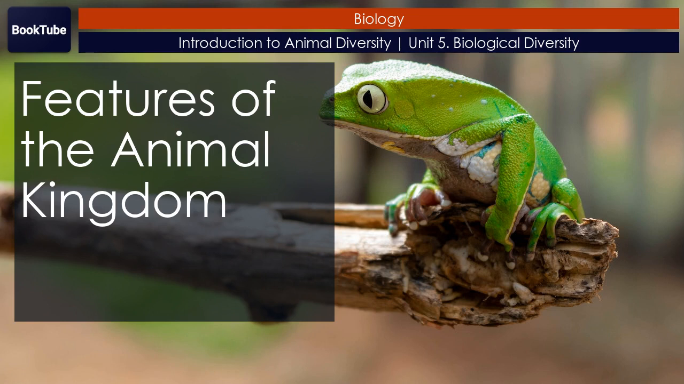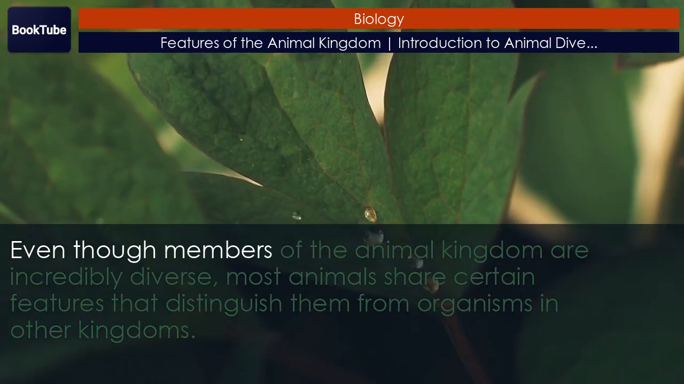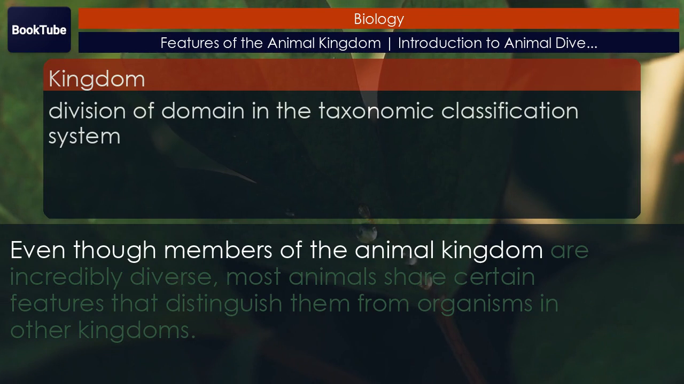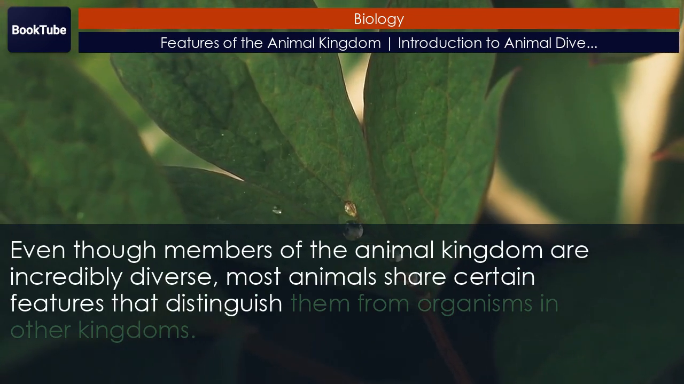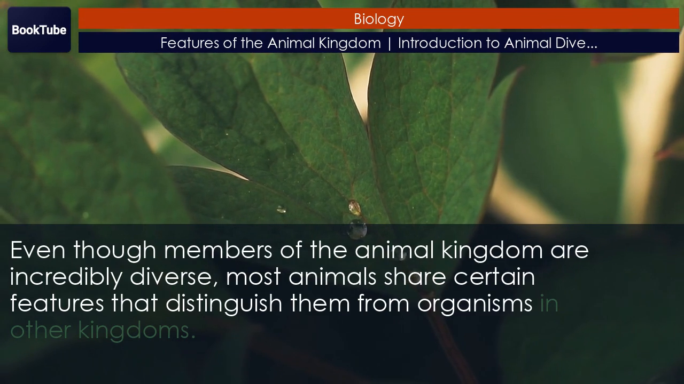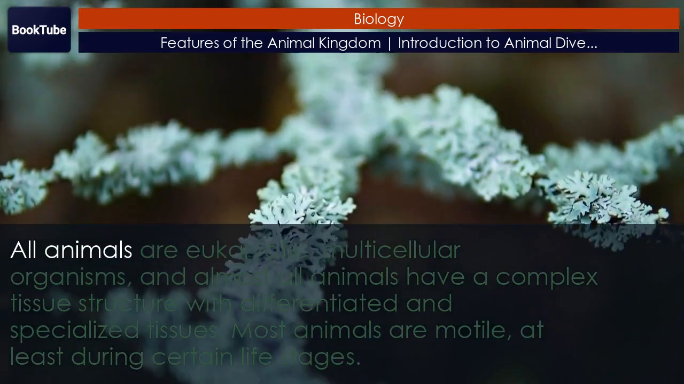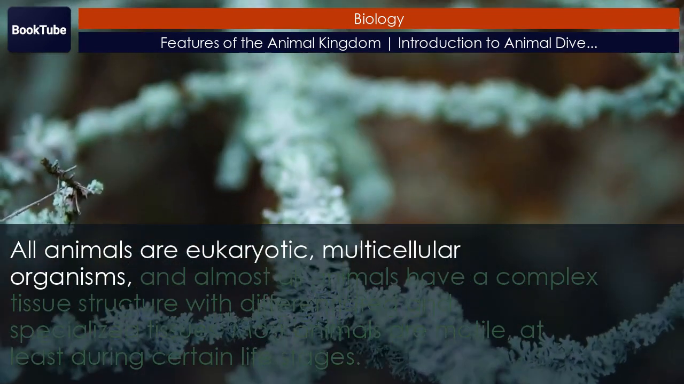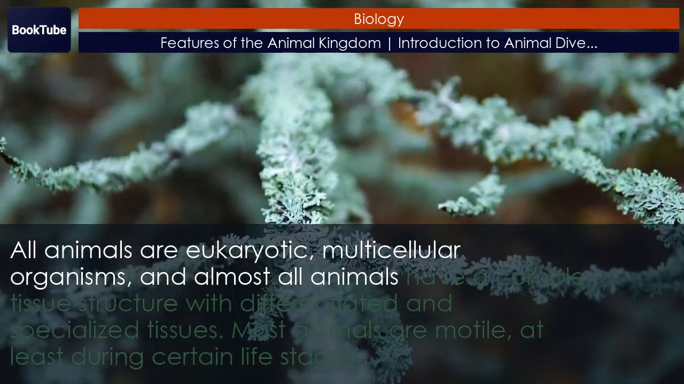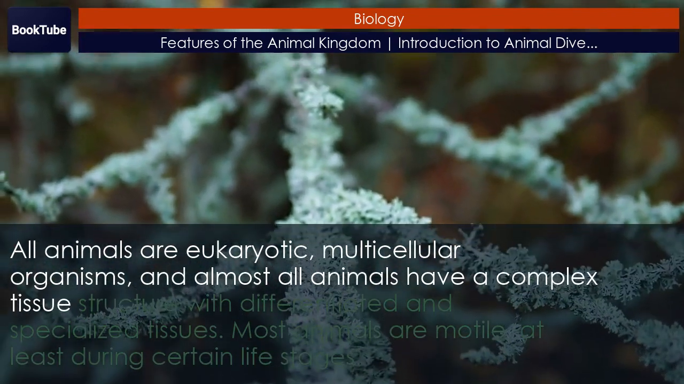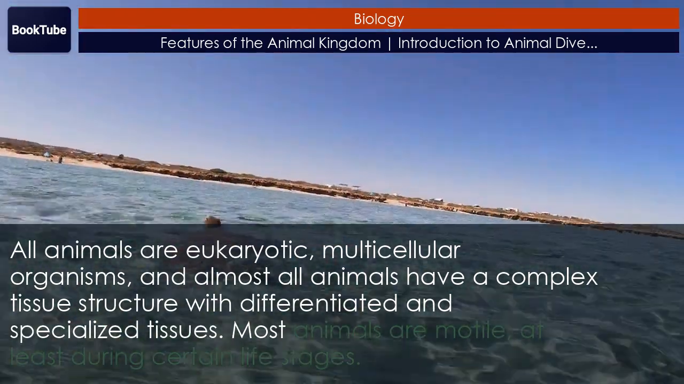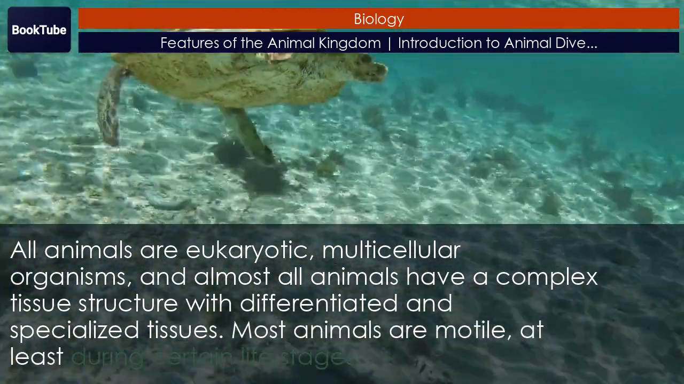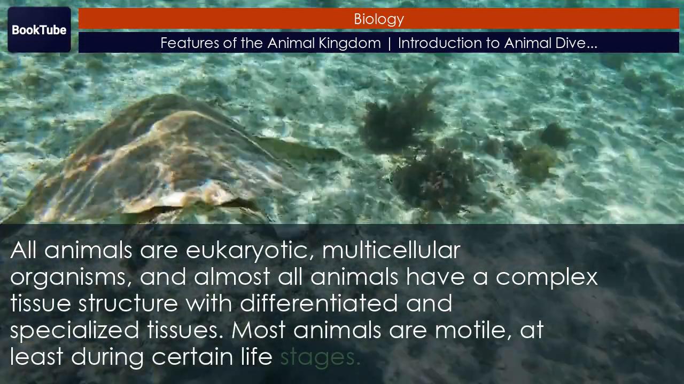Features of the animal kingdom. Even though members of the animal kingdom are incredibly diverse, most animals share certain features that distinguish them from organisms in other kingdoms. All animals are eukaryotic, multicellular organisms, and almost all animals have a complex tissue structure with differentiated and specialized tissues. Most animals are motile, at least during certain life stages.